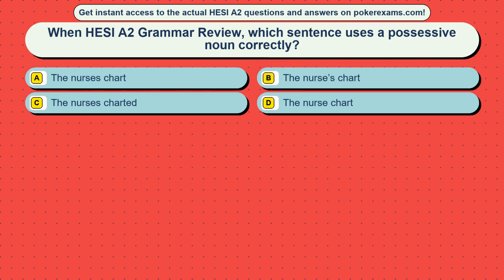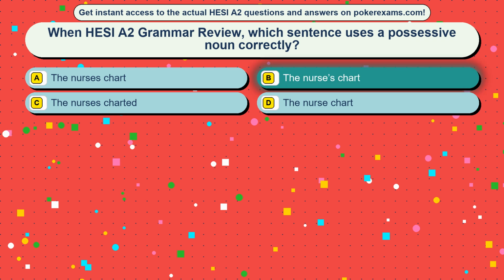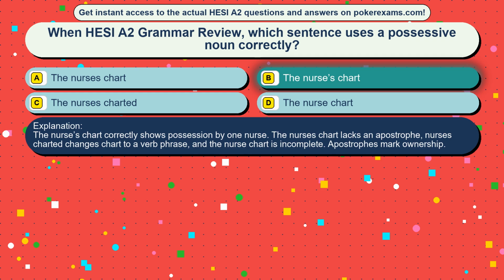Question 49. When HESI A2 Grammar Review, which sentence uses a possessive noun correctly? Option A, the nurses chart. Option B, the nurse's chart. Option C, the nurse is charted. Option D, the nurse chart. The correct answer is option B, the nurse's chart. The nurse's chart correctly shows possession by one nurse. The nurses chart lacks an apostrophe. Nurse is charted changes chart to a verb phrase, and the nurse chart is incomplete. Apostrophes mark ownership.